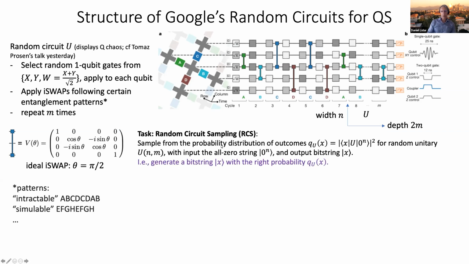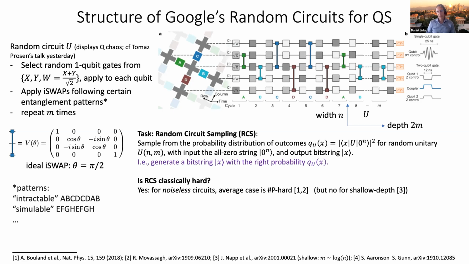Now, suppose you run a random circuit like this. What's the task? The task is random circuit sampling, RCS. And what you need to do is to sample from the probability distribution of outcomes generated by a random circuit like this, where the input is the all zero string, and the output is some bit string X that you measure at the end of each run of a circuit. In other words, you need to generate a bit string X with the right probability.